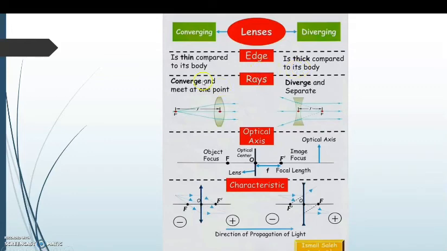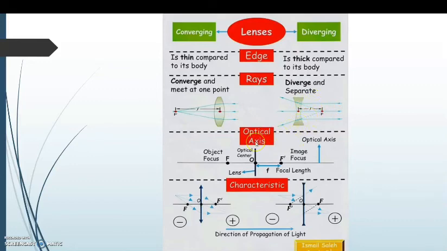The rays converge in a converging lens, which is also called convex lens, and meet at one point, as you can observe over here. They are meeting at one point. The direction of light is from right to left in this case, and here also from right to left. So we have to take care about the direction of the light. It might be from right to left or from left to right. So in a diverging lens it spreads out, which is also called concave lens.